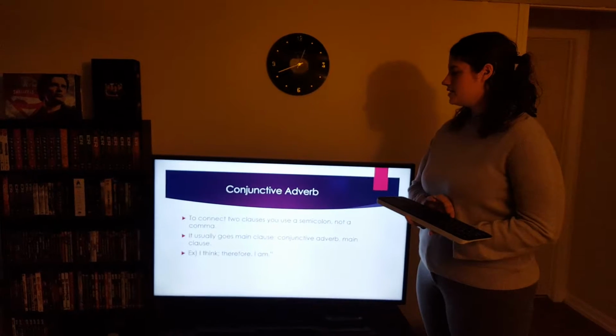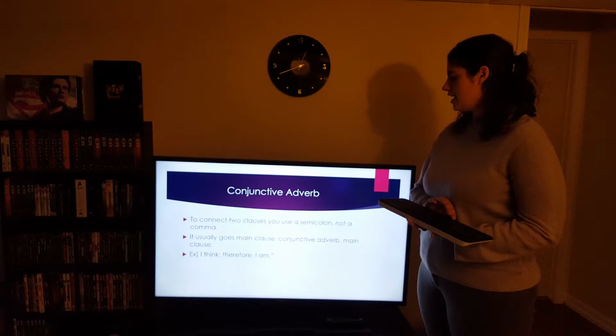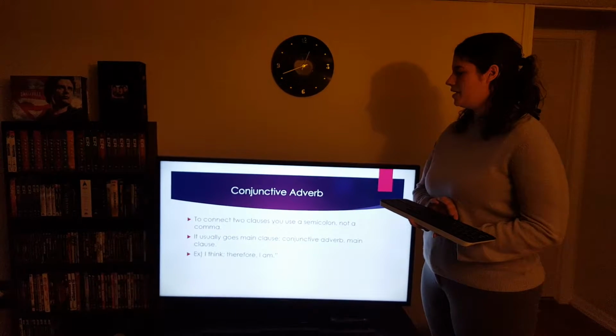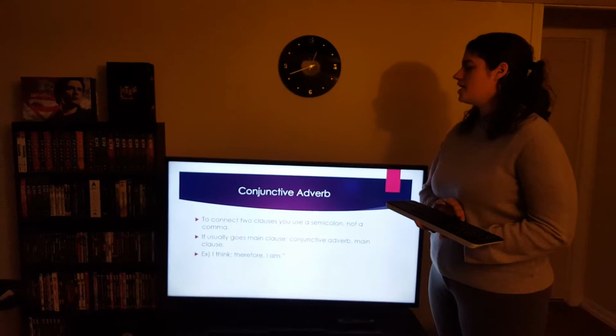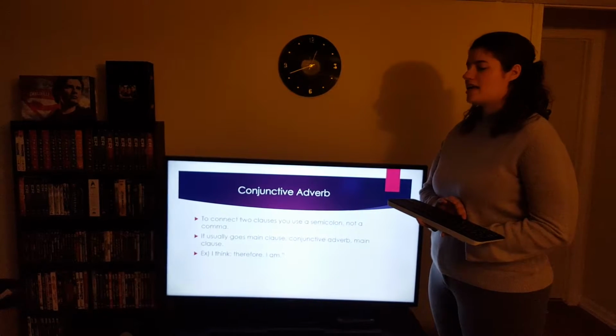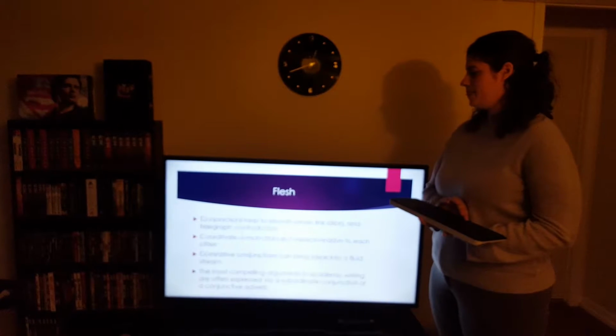Conjunctive adverbs. To connect two clauses, you use a semicolon, not a comma. It usually goes main clause, conjunctive adverb, main clause. Example: I think; therefore, I am.